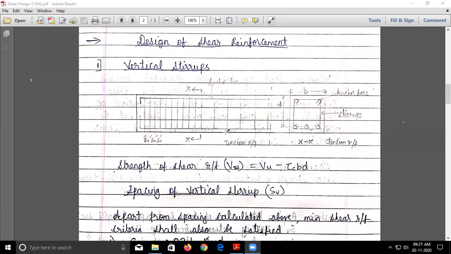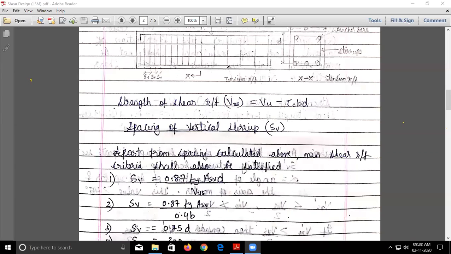Okay, this is your tension reinforcement here, these are the anchor bars, and these are the vertical stirrups, and this Sv is nothing but the spacing. This is the spacing between the vertical stirrups. So the spacing of the vertical stirrup is given by this equation: 0.87 fy into Asv into d upon Vus.